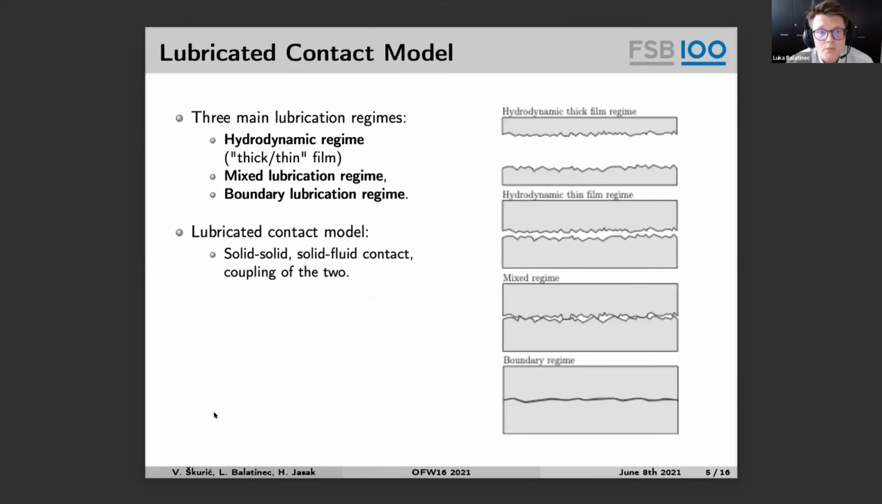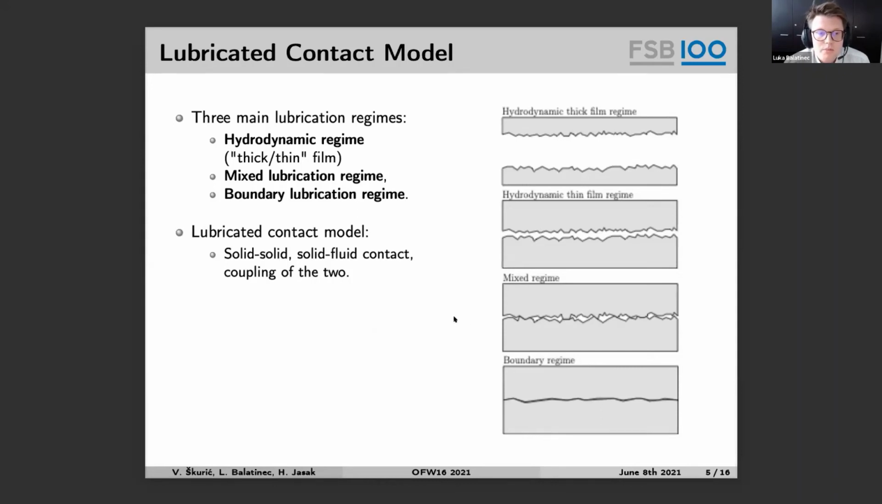So our lubricated point contact model needs to be applicable to all three main lubrication regimes. This includes both the thick hydrodynamic regime, where smooth surfaces can be assumed, and the thin hydrodynamic regime, where the surfaces are a bit closer together and the surface roughness starts to affect the lubricant flow. It also needs to be applicable to the mixed lubrication regime, where the surface contact pressure is shared between the asperities in contact and the lubricant.